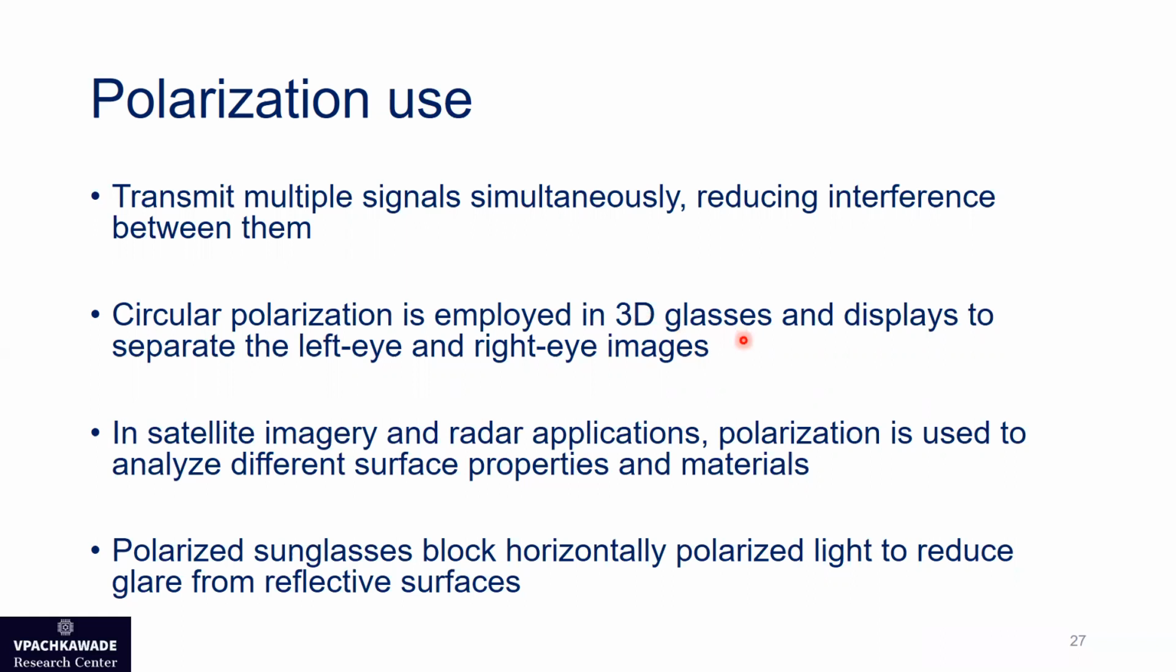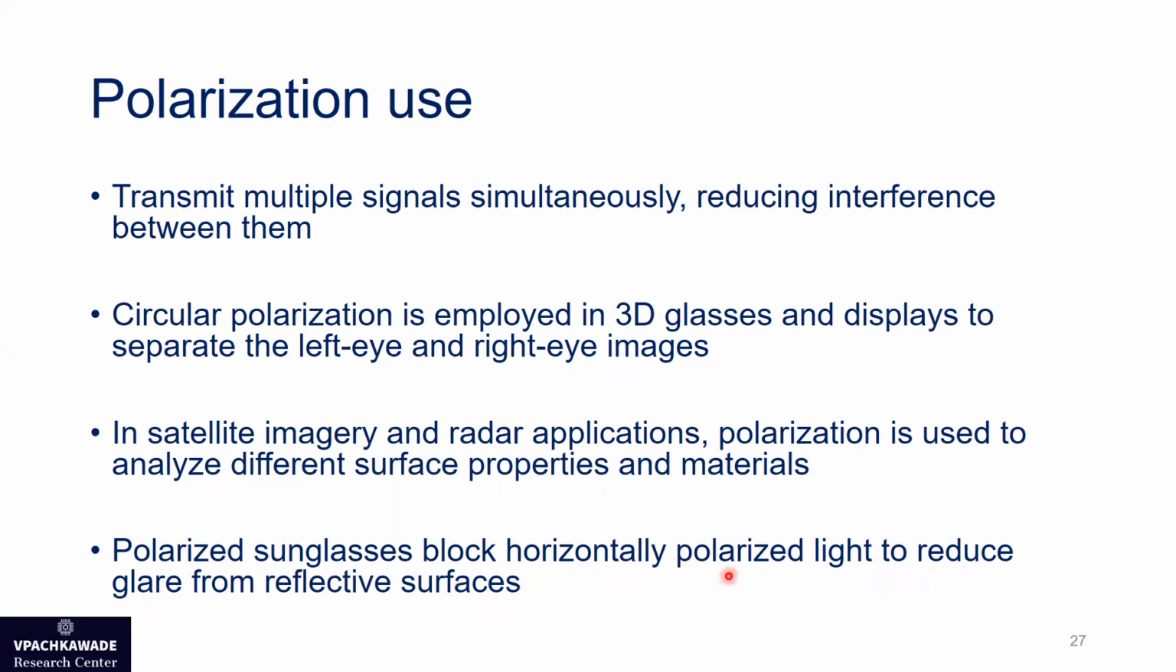We go to see a movie, and we have the displays. In that case, the electric field vector of the electromagnetic radiation takes circular polarization, to separate the left eye and right eye images. In satellite and radar applications, the concept of polarization is used to analyze different surface properties and materials. And finally, another use is polarized sunglasses. They block the horizontally polarized light to reduce the glare from reflective surfaces.